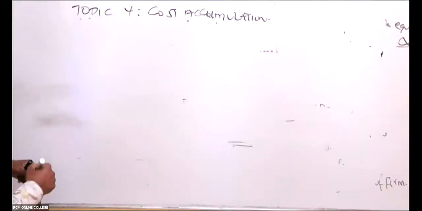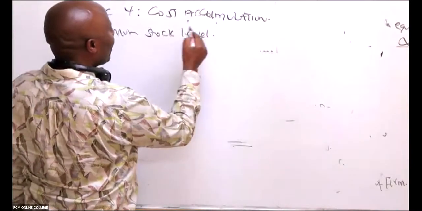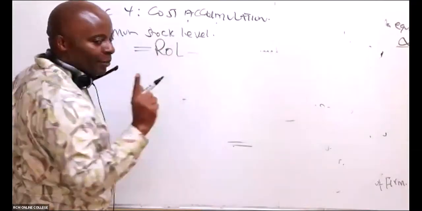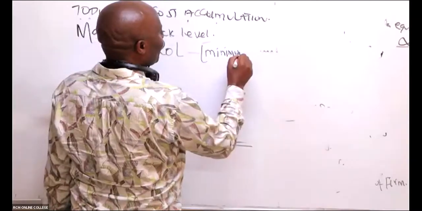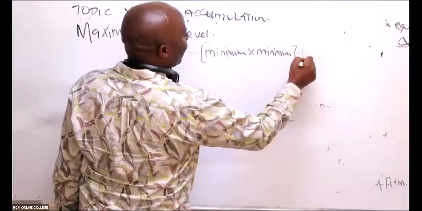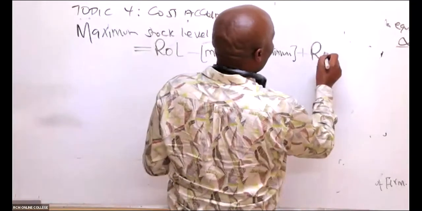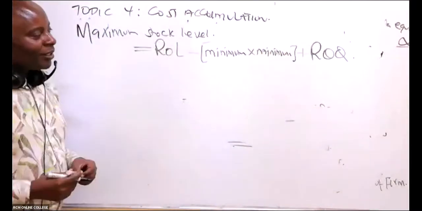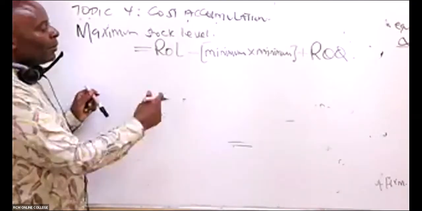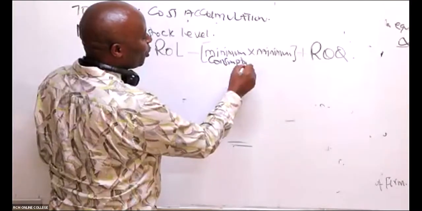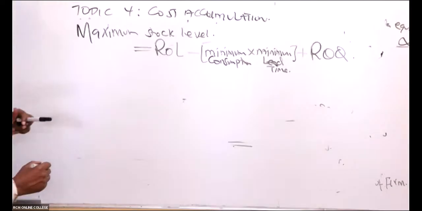So remember, for maximum stock level, we said for you to reach your maximum in life, you must roll to your minimum. Life must subtract you. So minimum times minimum, and then at the end you spring back up, you rock back. That is the reorder quantity. So this first minimum is the minimum consumption, and the second is the minimum lead time. So we go back to our highest performance.